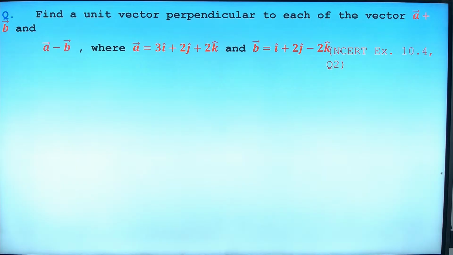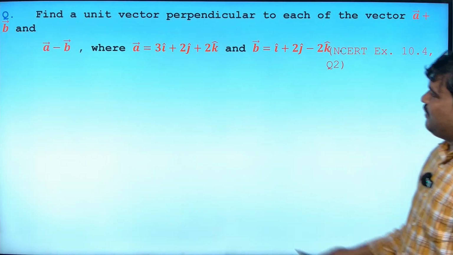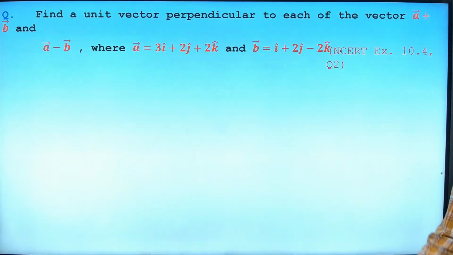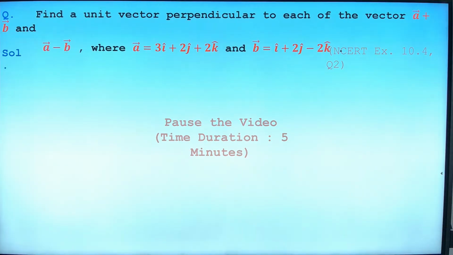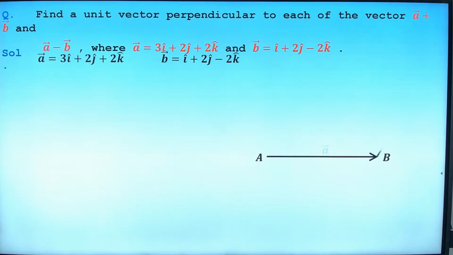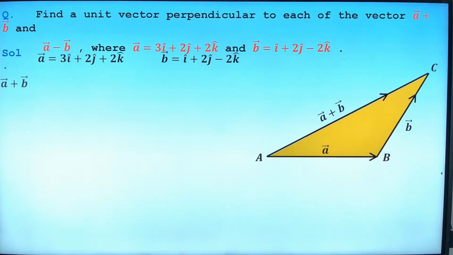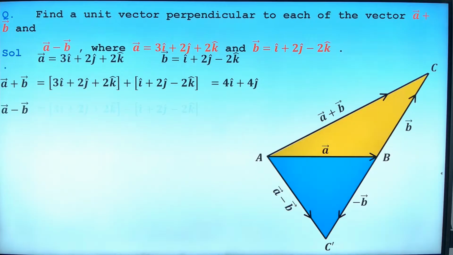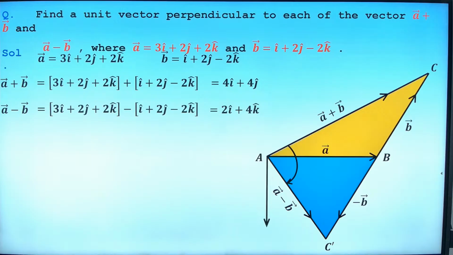Find the unit vector perpendicular to each of the vectors A plus B and A minus B. First thing, find the unit vector perpendicular. We'll see that later. Can you find A plus B and A minus B? Yes, do it fast. First, what do I do? I'll take A plus B and I'll take A minus B. What is A plus B, guys? 4I plus 4J, that's all, because 2K minus 2K will cancel. Next, what is A minus B? 2I plus 4K. Correct?